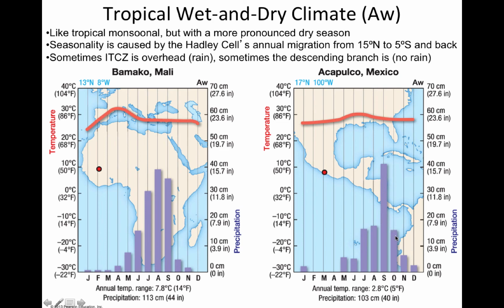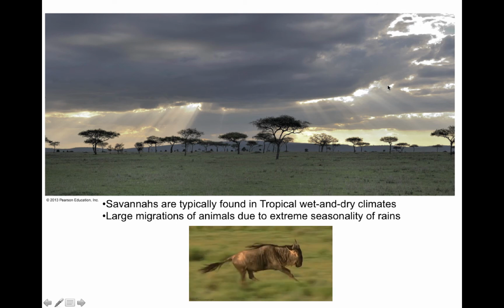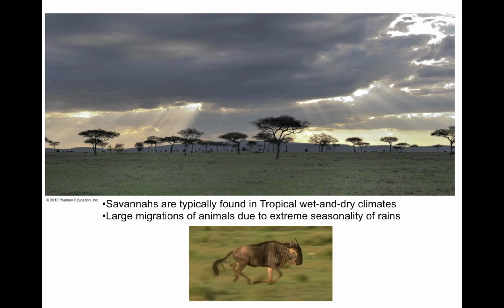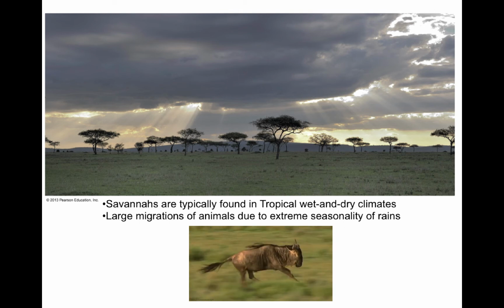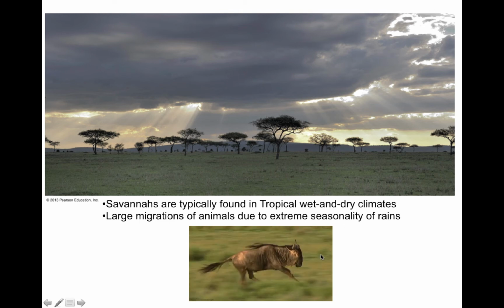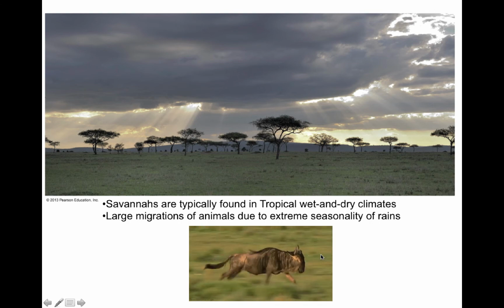They definitely have a tropical wet and dry climate as far as precipitation goes. They don't have much seasonality in their temperature, and this is likely related to the fact that they're right on the ocean. These are zones where you typically see savannas, especially in parts of Africa. Large migrations of animals are often associated with tropical wet and dry zones. So essentially the animals are trying to move on, following the rainfall as it moves with the ITCZ.